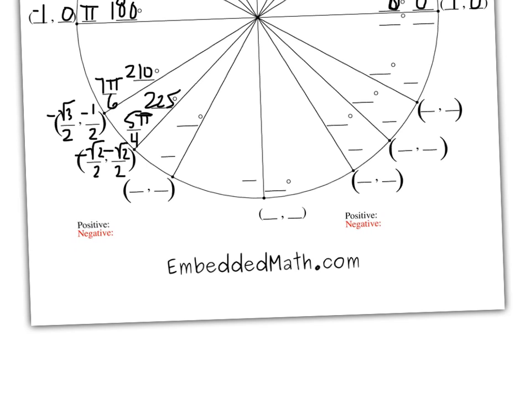225 plus 15 is 240. And this one is going to be 4 pi over 3. And this one again, not memorizing. X is at 1/2 or -1/2. So this would be negative root 3 over 2. All right, 270 degrees is 3 pi over 2. 0, -1. So our sine is -1 and our cosine is 0.